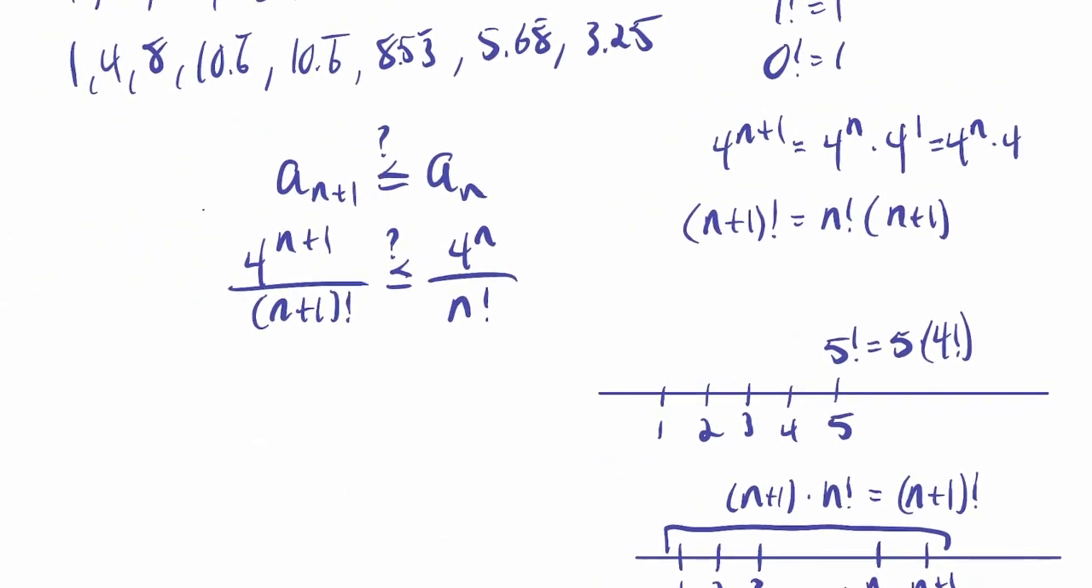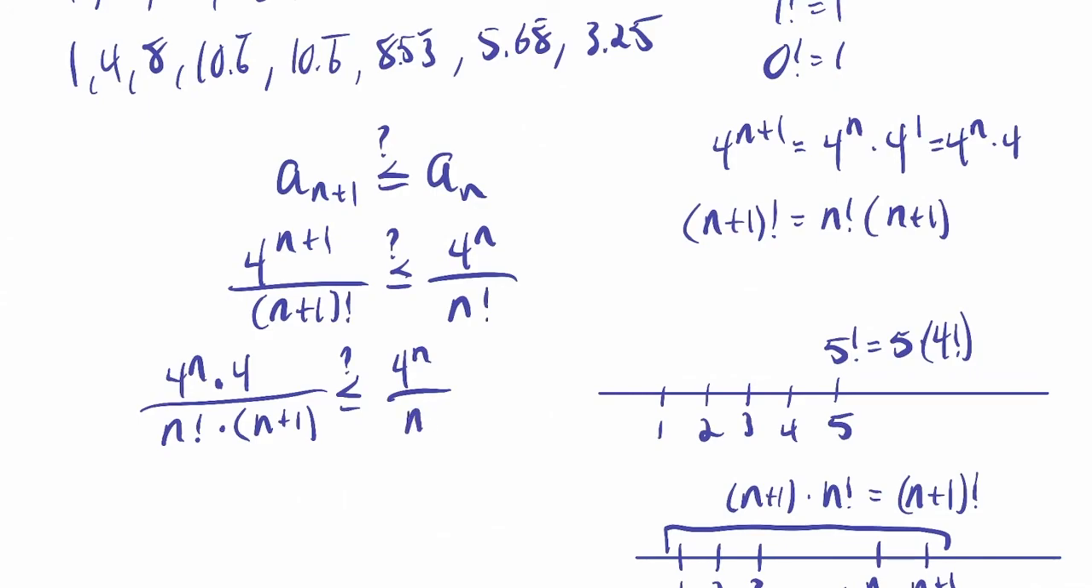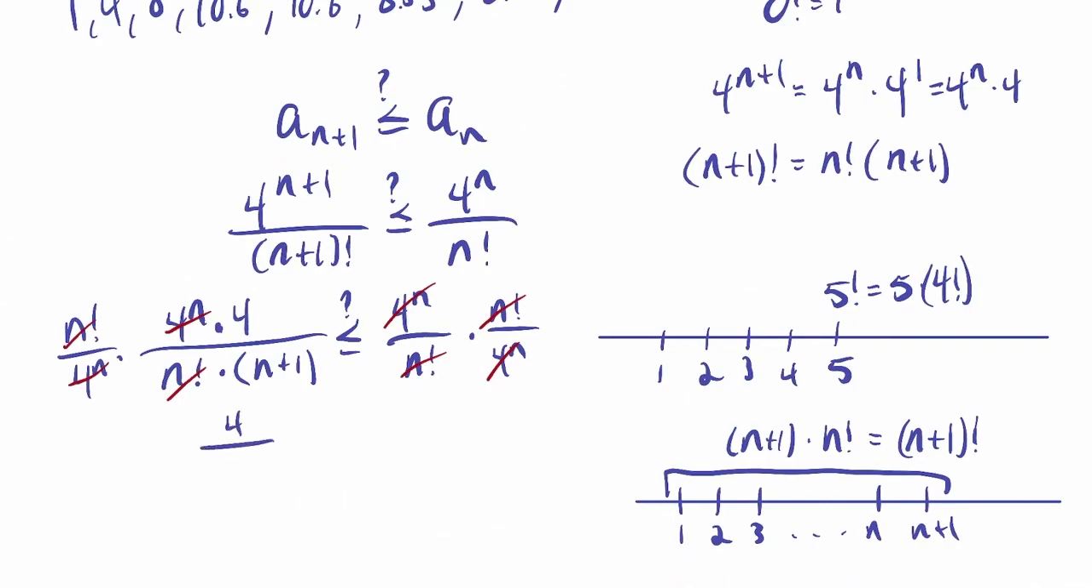So over here, I'm going to write the left-hand side in the following way. I'm going to say that this is 4 to the n times 4 over n factorial times n plus 1, less than or equal to, question mark, 4 to the n over n factorial. And now what I'm going to do is some canceling. I'm going to multiply both sides by the reciprocal of the right-hand side. And I get a bunch of cancellation. So those 4 to the n's cancel, n factorials cancel. So on the left, I have 4 over n plus 1 less than or equal to, question mark, 1.